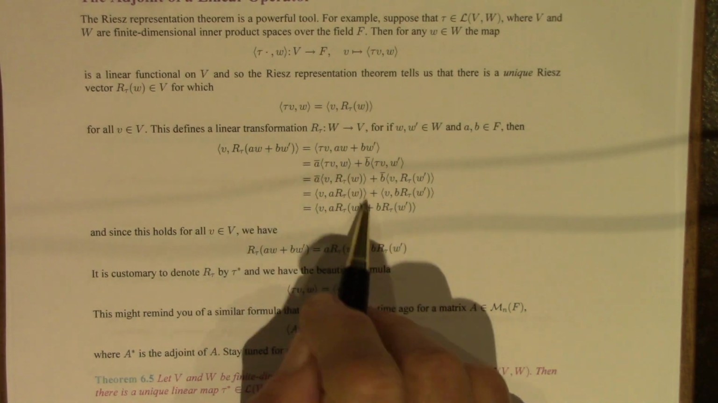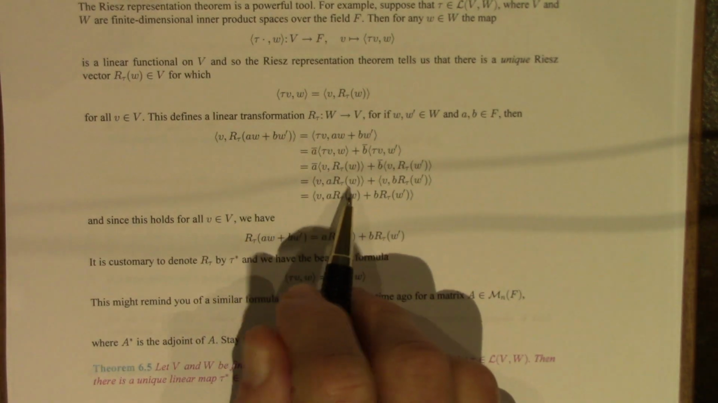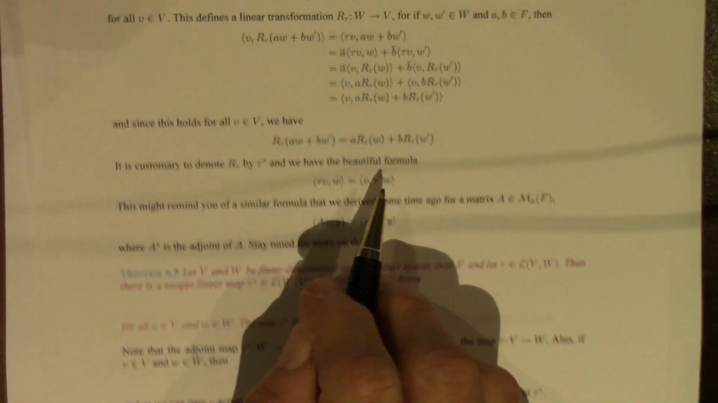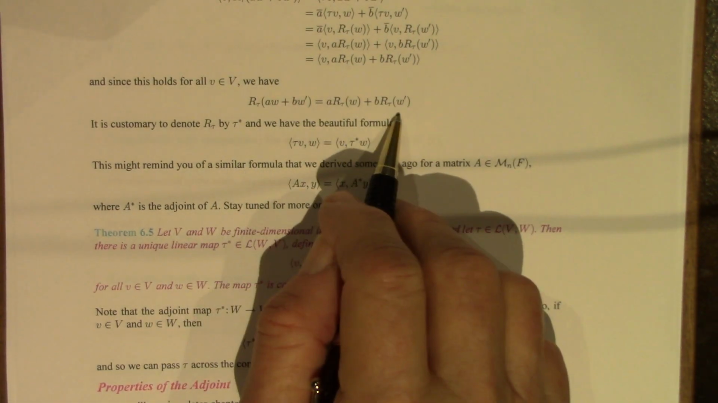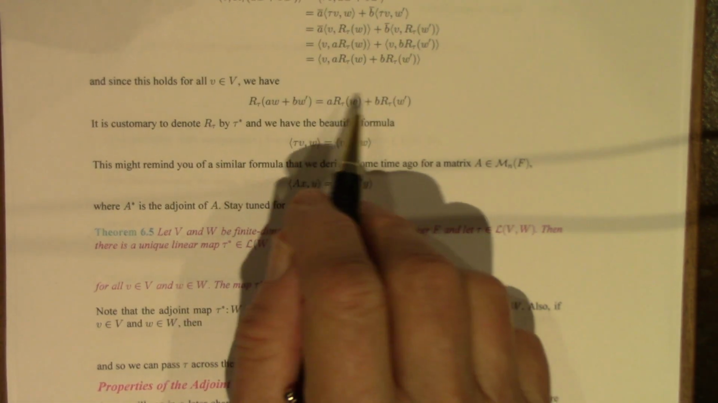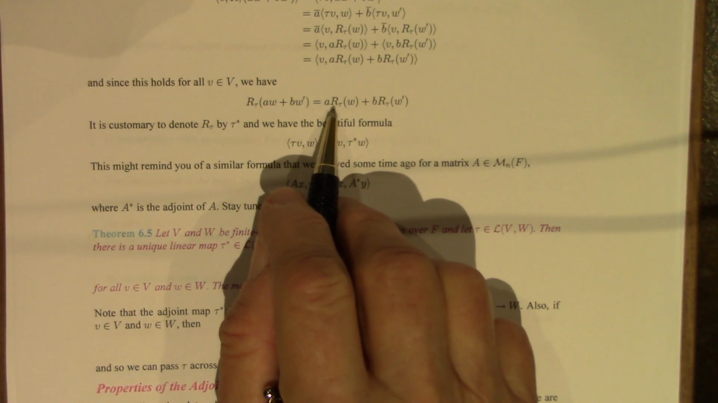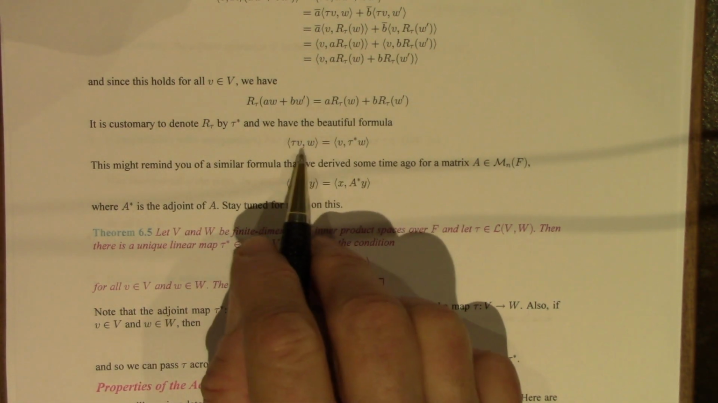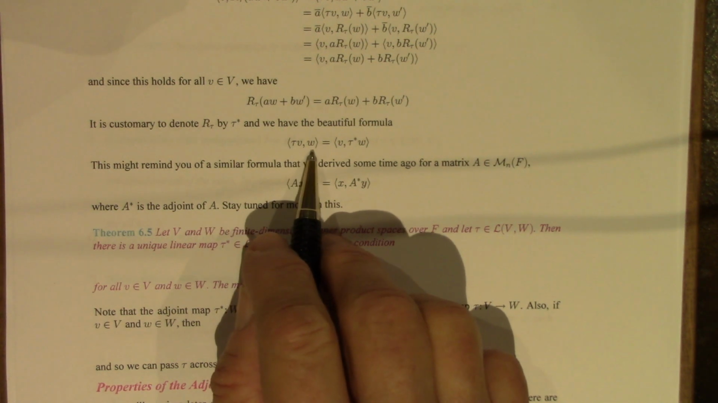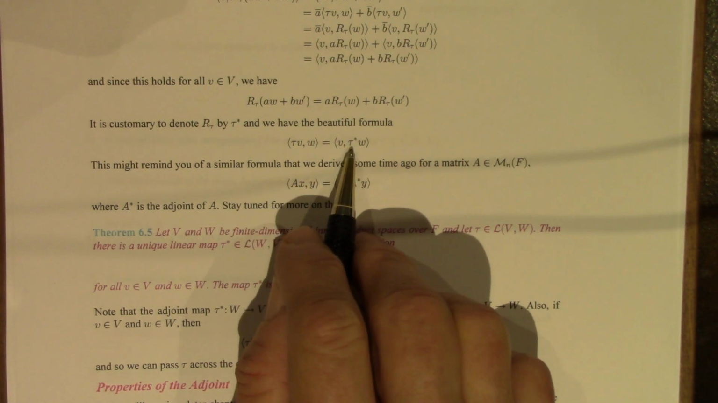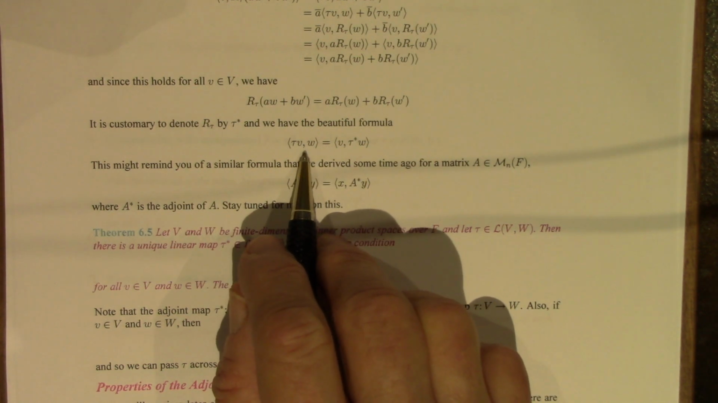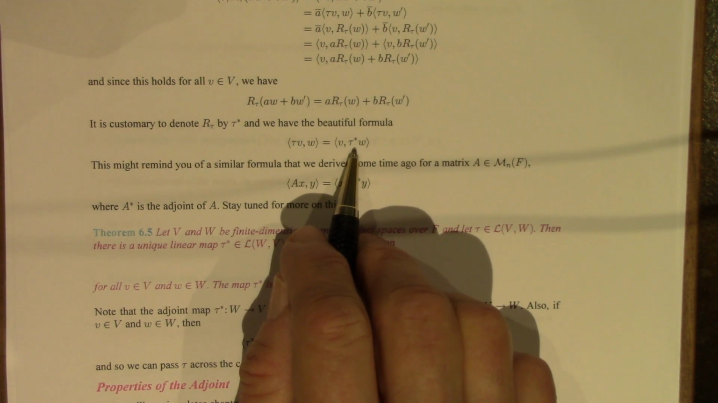The reason this is linear is right here, and it's just a straightforward computation, which I would urge you to try. So we have linearity. It's customary to denote R sub tau by tau star. And that gives us a very nice formula. The inner product of tau V with W is the inner product of V with tau star W. You can move the tau across the comma, and it becomes tau star.